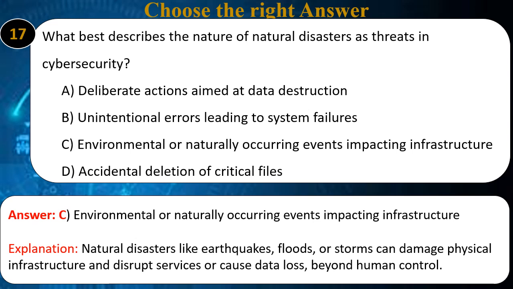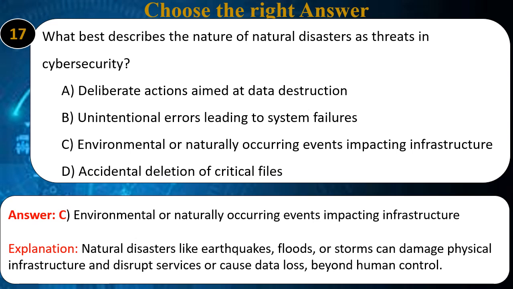The best description of natural disasters as threats in cybersecurity is C. Environmental or naturally occurring events impacting infrastructure. Here's why the other options are not as accurate. A. Deliberate actions aimed at data destruction. Natural disasters are inherently not deliberate or intentional. They are caused by natural forces outside human control.